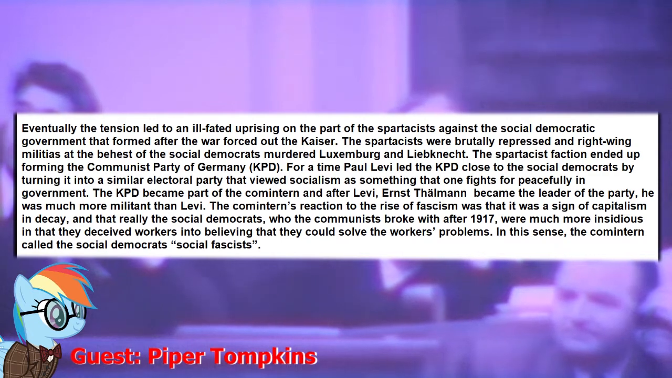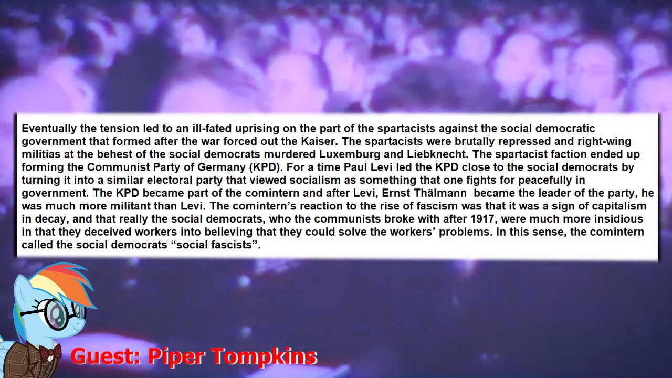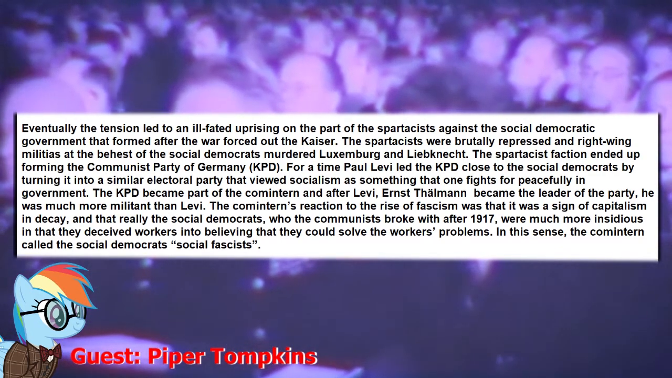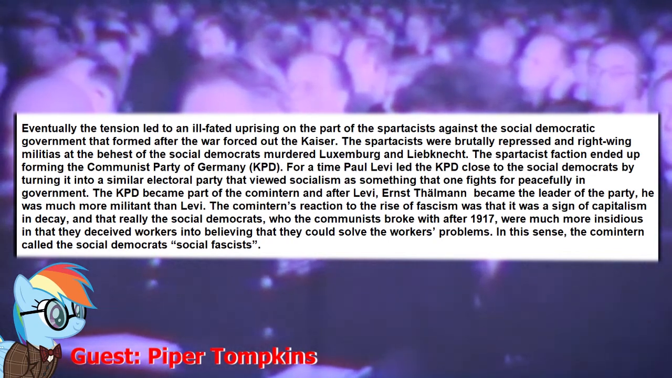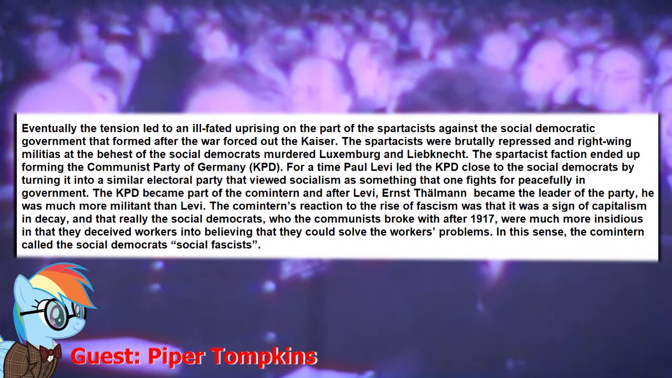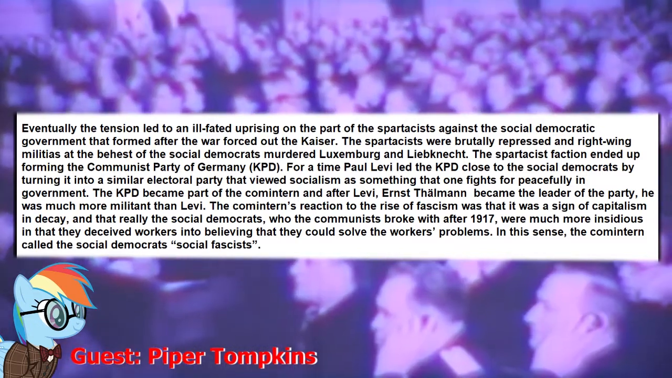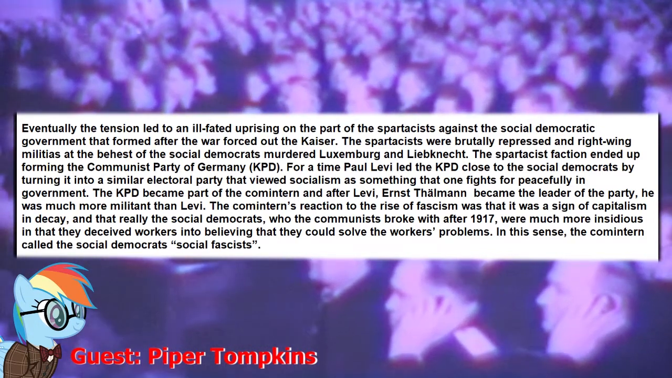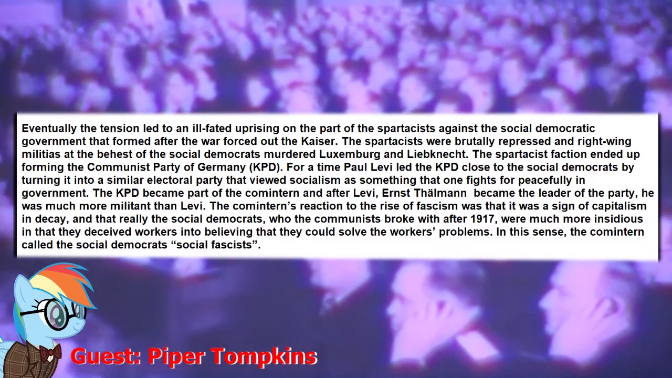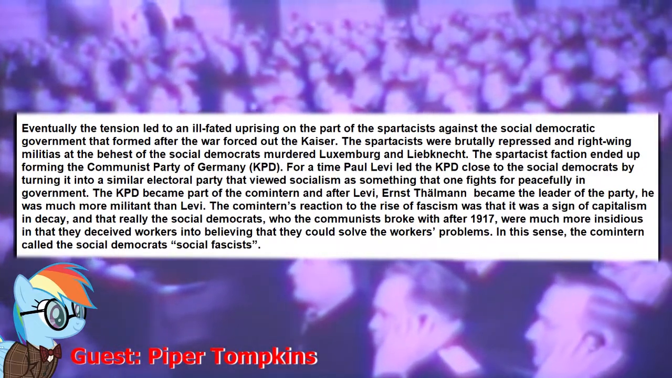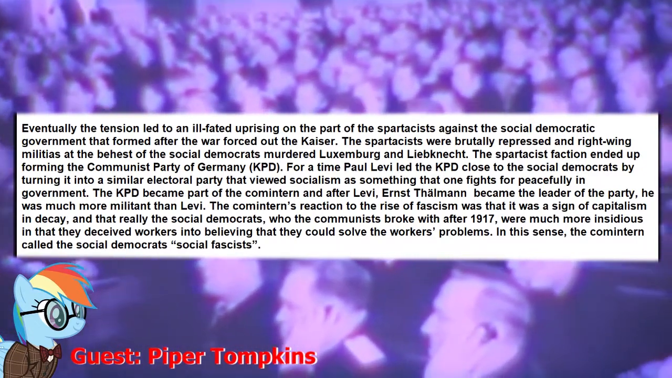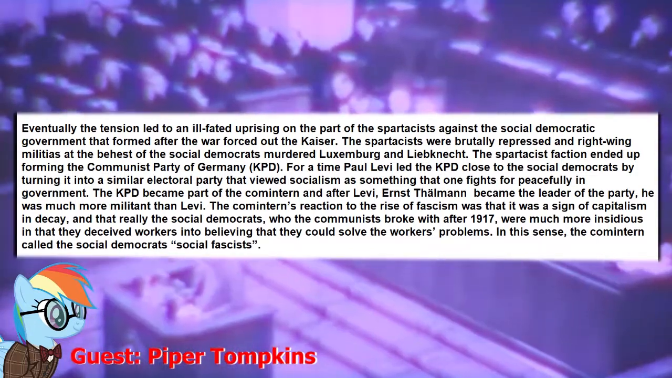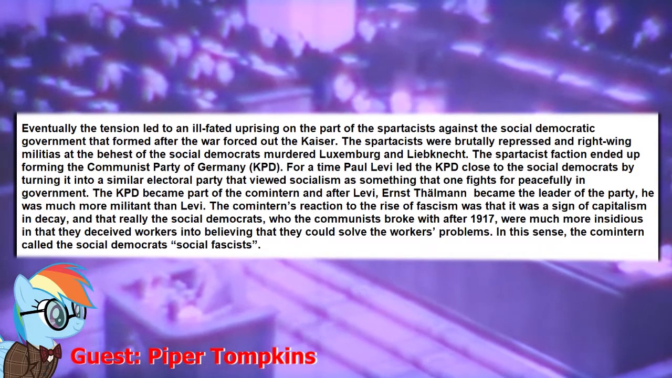The Spartacists were brutally repressed, and right-wing militias at the behest of the Social Democrats murdered Luxemburg and Liebknecht. The Spartacist faction ended up forming the Communist Party of Germany, KPD. For a time, Paul Levi led the KPD close to the Social Democrats by turning it into a similar electoral party that viewed socialism as something that one fights for peacefully in government. The KPD became part of the Comintern, and after Levi, Ernst Thälmann became the leader of the party. He was much more militant than Levi.